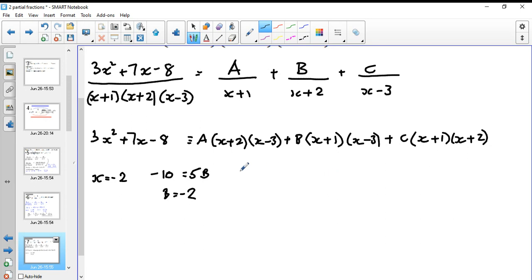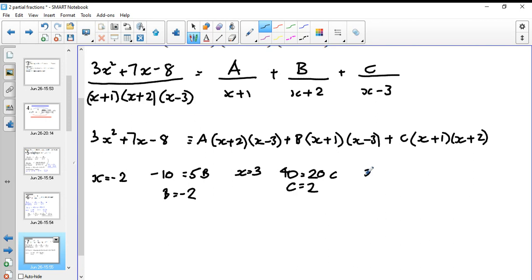If I substitute x equals 3 in, this is going to eliminate A and B, and I'll be able to work out what C is. So 3 squared is 9, times 3 is 27, plus 21 is 48, take 8 is 40. This disappears, this disappears. 3 plus 1 is 4, 3 plus 2 is 5, 4 times 5 is 20, so that's 20C, which means C is 2.